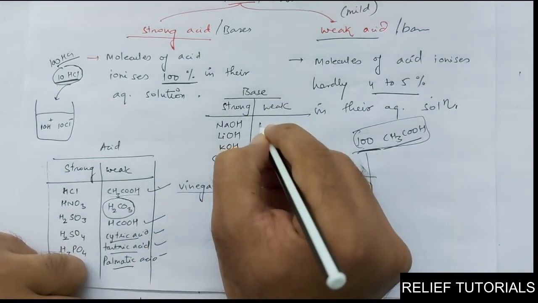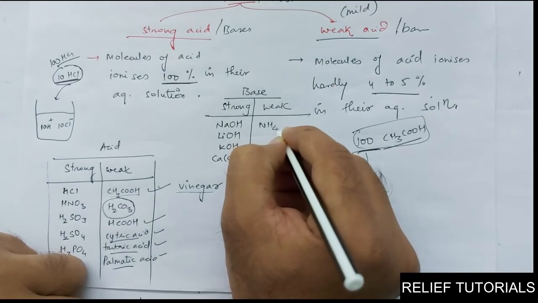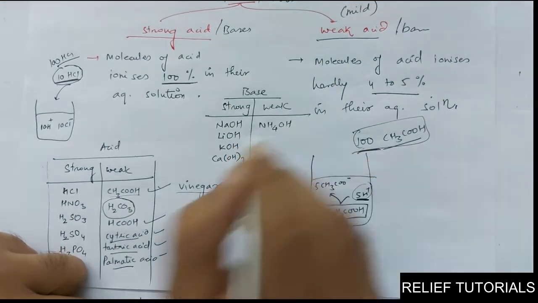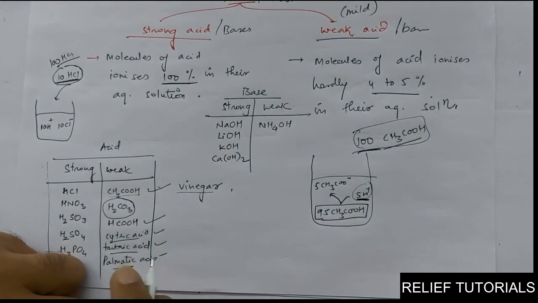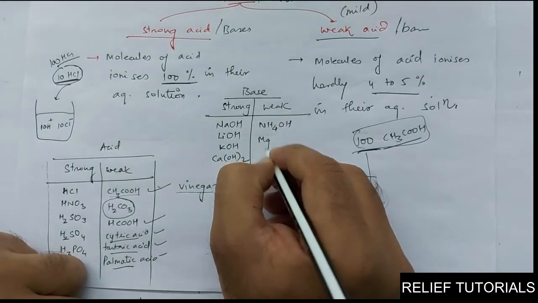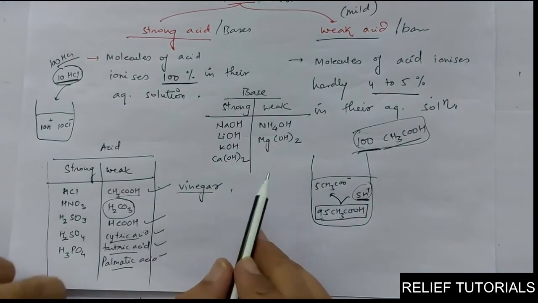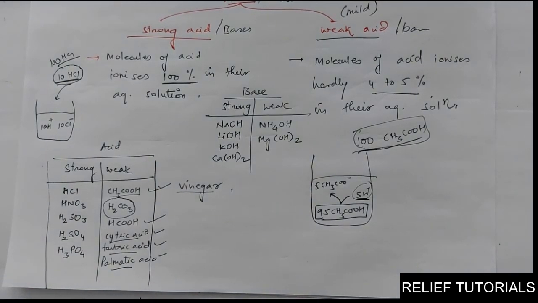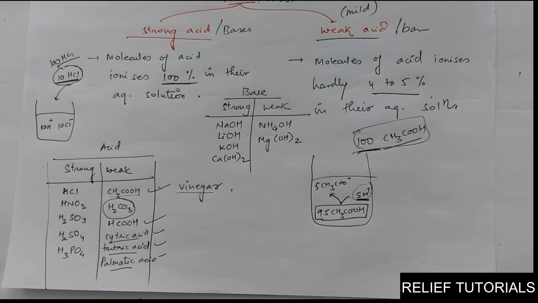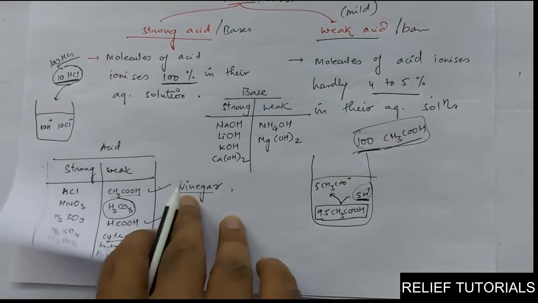Weak bases: the very famous weak base is NH4OH, ammonium hydroxide. Magnesium hydroxide is also a mild base, milk of magnesia. Recently we have discussed this. These are some weak bases. Very few names are there in the bases. You have to remember these strong acids, weak acids, strong bases, weak bases. You have to remember the names, and based on that we can decide the types of salt. Let us see the types of salt.